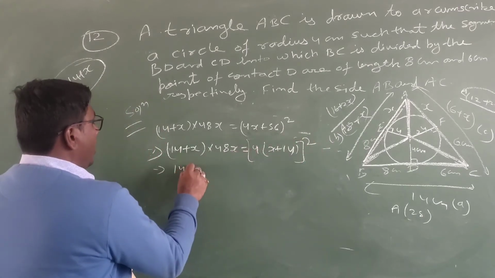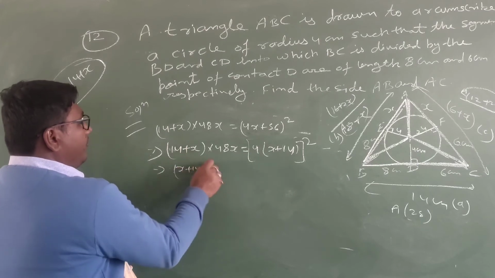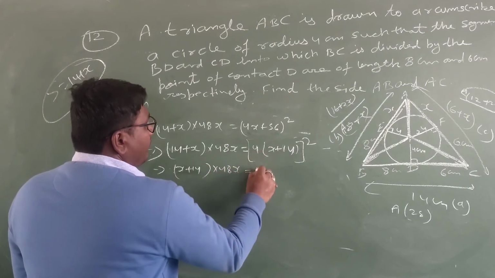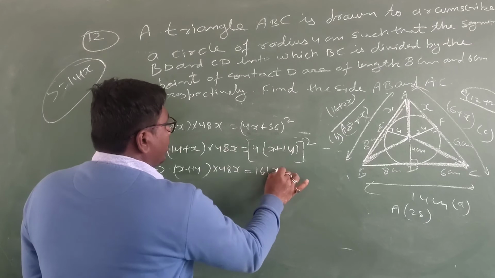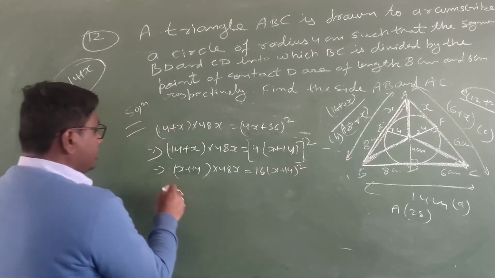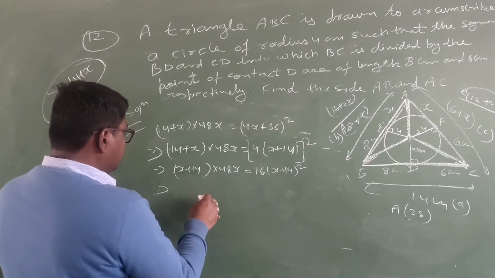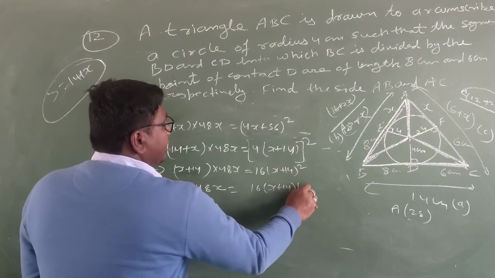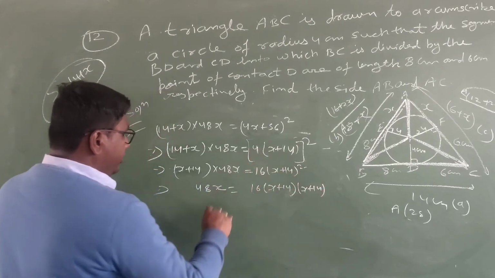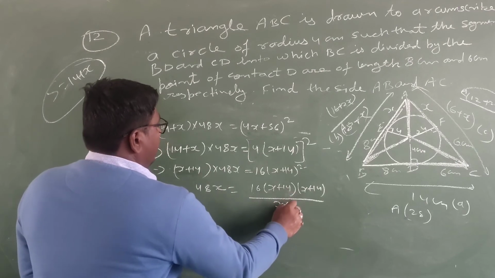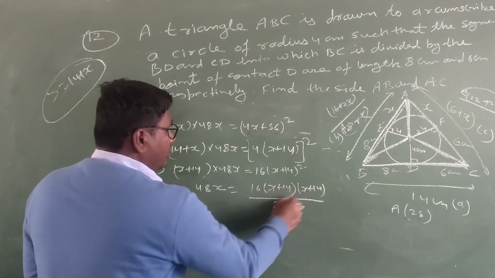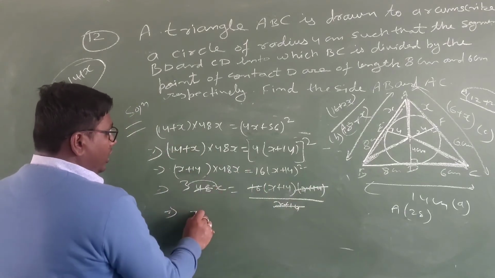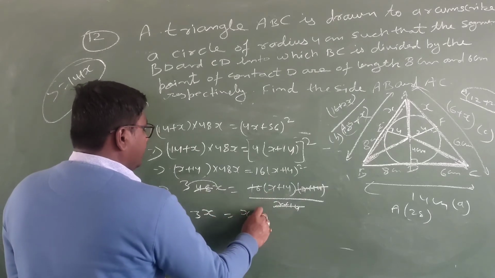So we can write this as x plus 14. 14 plus x or x plus 14 will be the same, into 48x is equal to the square of 4, which is 16, and the square of x plus 14. This will be taken to that side. So here it will be 48x is equal to 16 into x plus 14, written 2 times because of the square. Since here it is multiplication, it will be division. So x plus 14 will be cancelled, and 16 3s will be 48. So here will be 3x, and here you are getting x plus 14.